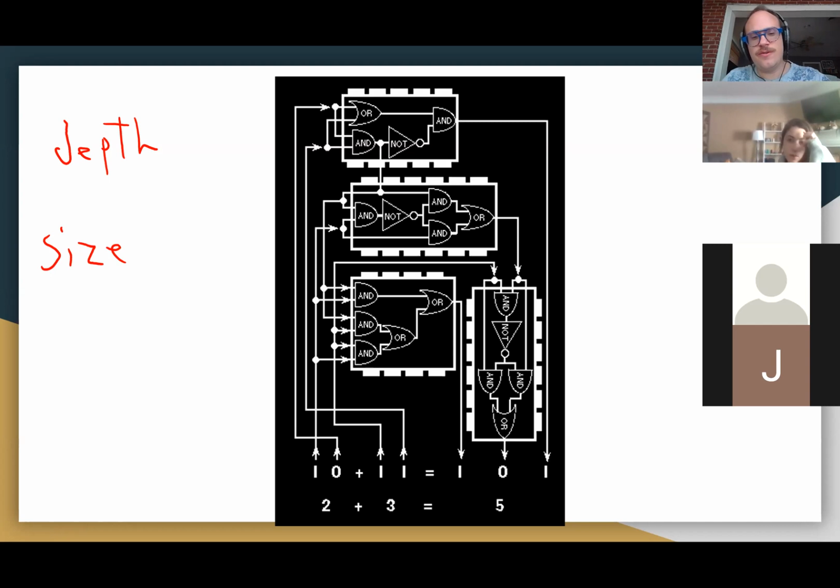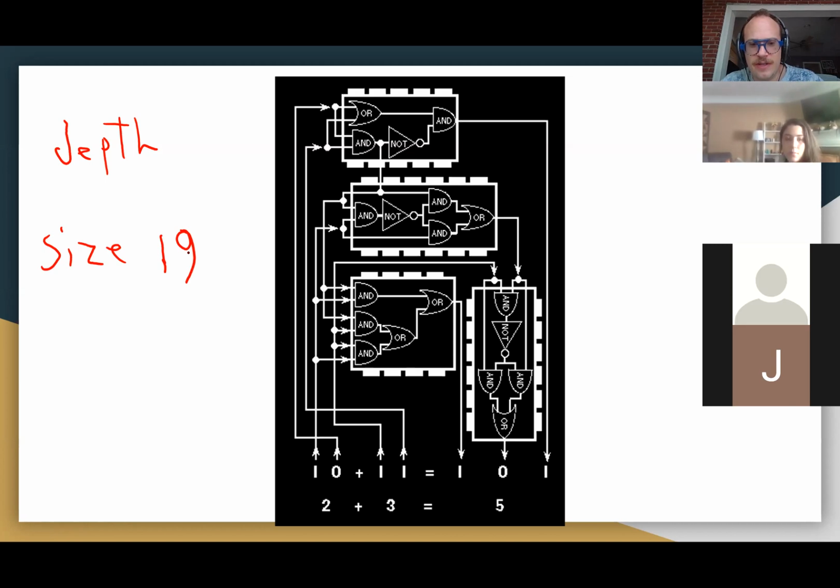Okay, so to figure out the size, you simply count the number of gates. So 1, 2, 3, 4, 5, 6, 7, 8, 9, 10, 11, 12, 13, 14, 15, 16, 17, 18, 19. 19 gates. And then the depth is the most amount of gates that a wire has to run through. And this one's a little bit more difficult.